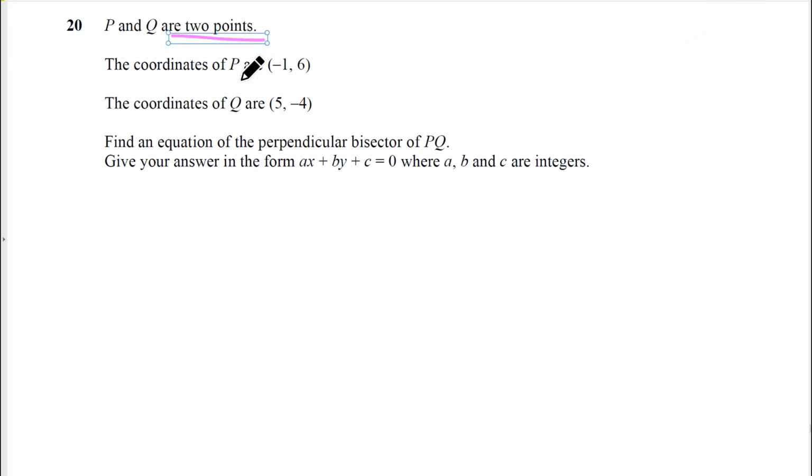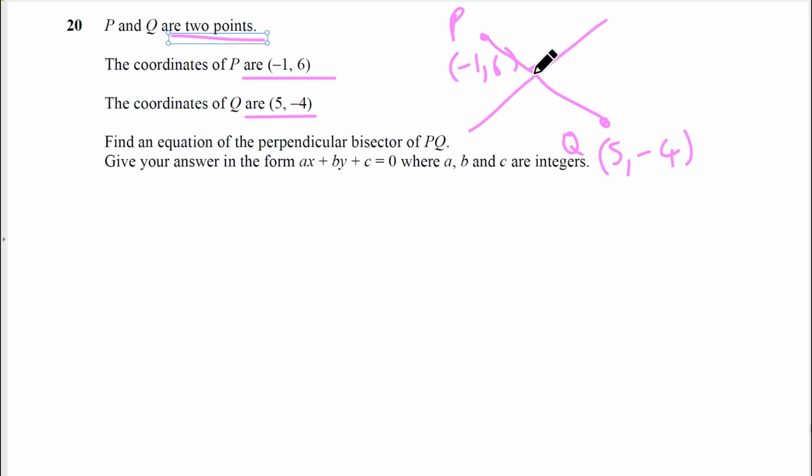Right, there's 2 points, P and Q. So essentially minus 1, 6, 5, minus 4. So imagine minus 1, 6 is over here, and we've got 5, minus 4 here. Just to help you visualise, that's P, that's Q. So that's going to make a line, and they want the equation of this line here, the perpendicular bisector, which is halfway. So first thing you do is find the midpoint.